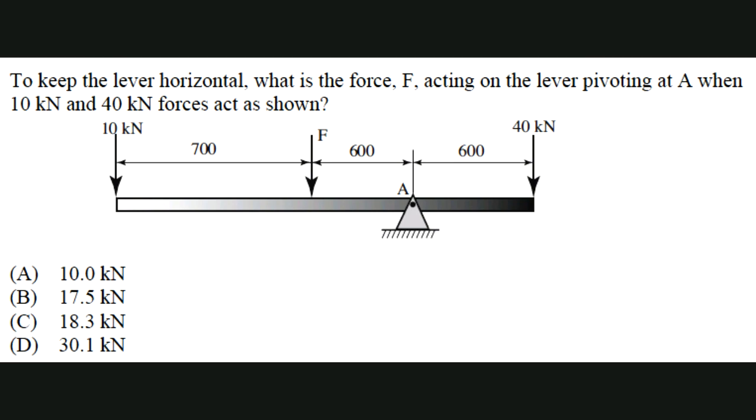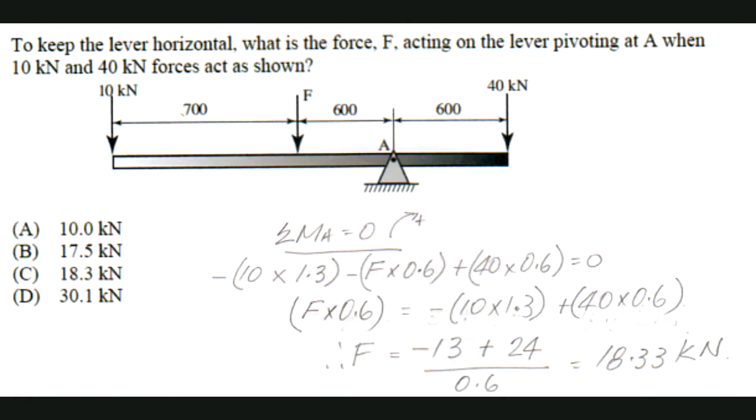Okay, hope you all got it. I hope you've got 18.3. This is how you do it. Sum of the moments about A equals 0 with clockwise positive. So you've got 10 multiplied by the perpendicular distance of that force about that point. And look what they do. They make you add that to give you 1.3.